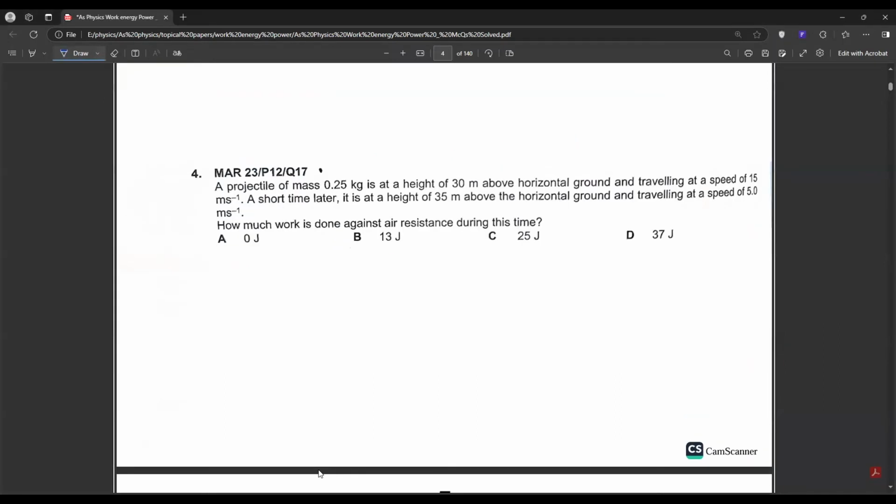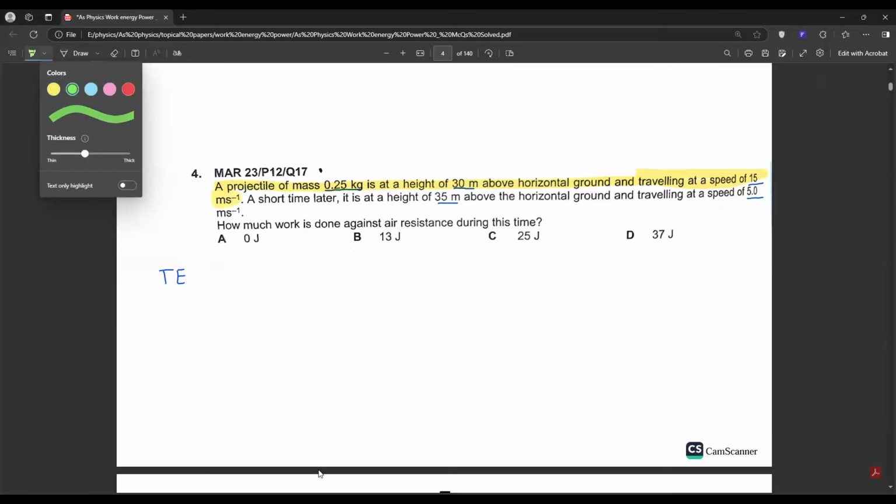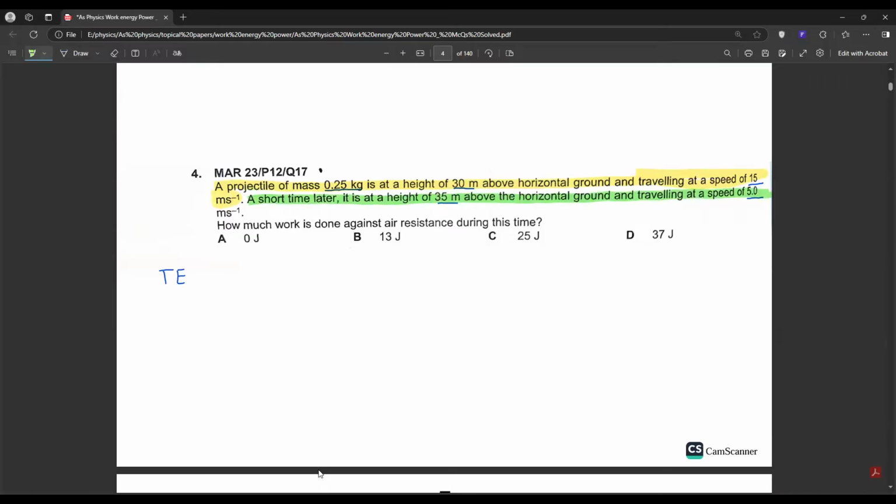Okay, let's see this. A projectile of mass 0.25 kg is at a height of 30 meters above horizontal ground and is traveling at 15 m s^-1. A short time later, the height is 35 meters and it is traveling at a velocity of 5 m s^-1. How much work is done against air resistance during this time? So there are two positions. Let's say the first one is position A, and the last one is position B.